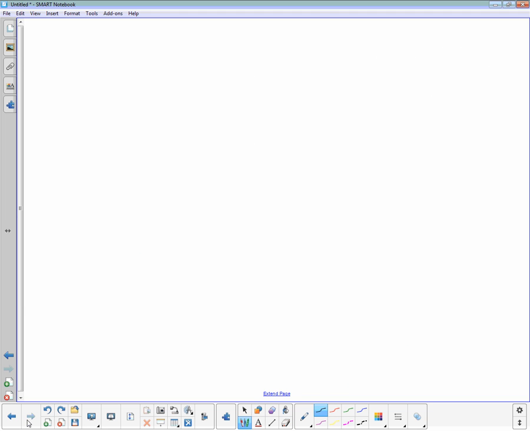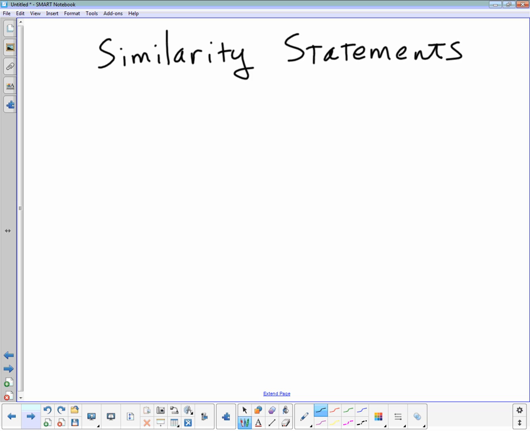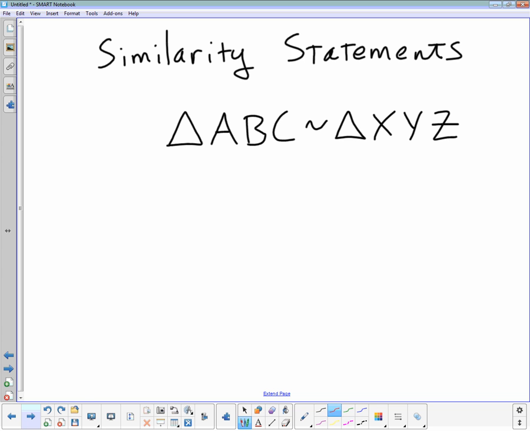Now, all right, now when we were doing congruent triangles, we had congruent statements. You know, that said that triangle ABC is congruent to triangle XYZ. Remember all that? All that stuff? We're going to have the same thing for similarity. But we have a different symbol now.